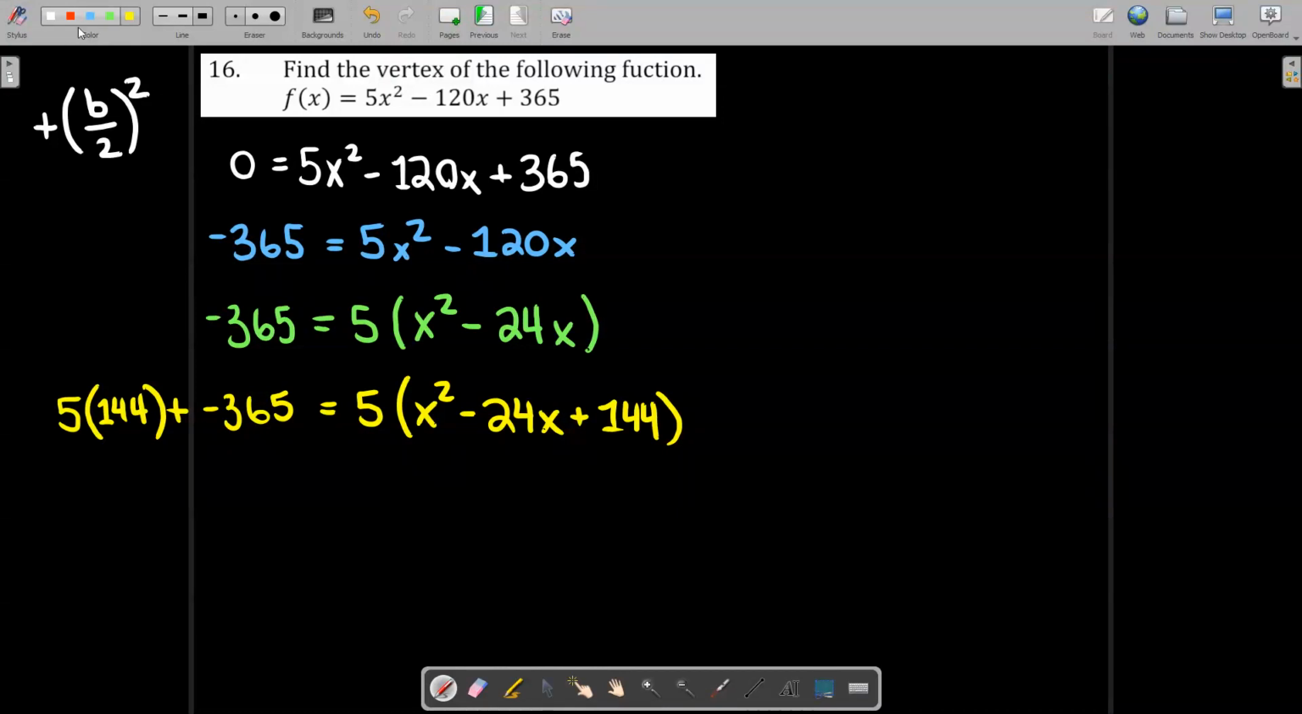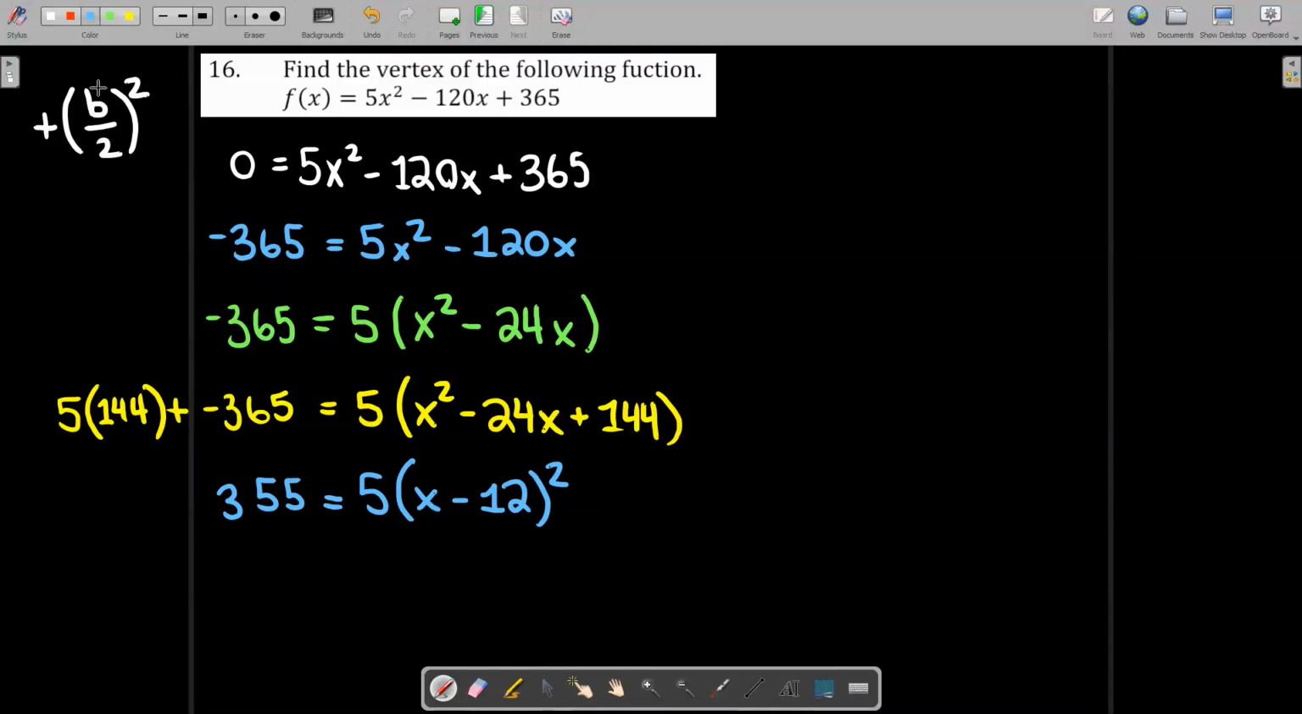Now that we have a perfect square trinomial, we can write it as a binomial squared. 5 times, this would be x minus 12 squared, because negative 12 plus negative 12 is negative 24, and negative 12 times negative 12 is 144. Now over here, we have 5 times 144, which is 720. I don't know why I put the plus sign when I already have the minus sign here. 720 minus 365 is going to be 355.